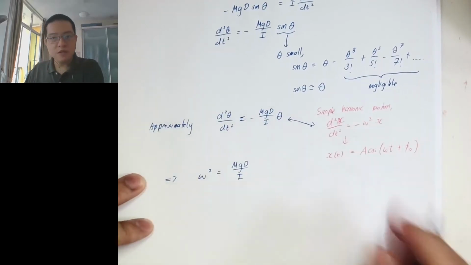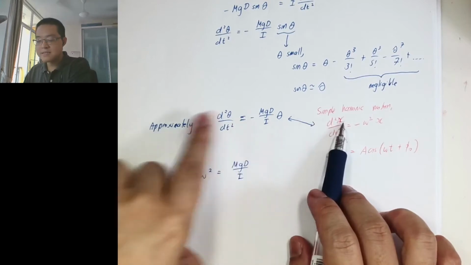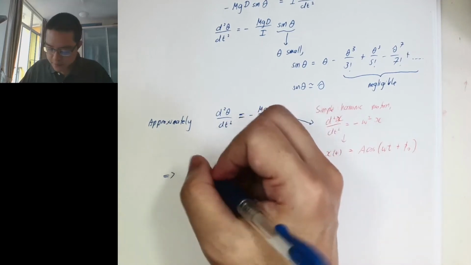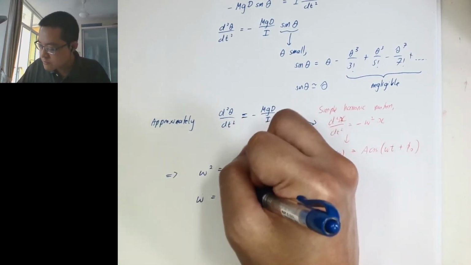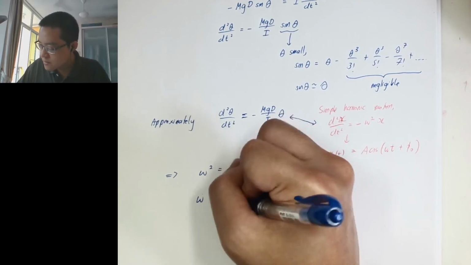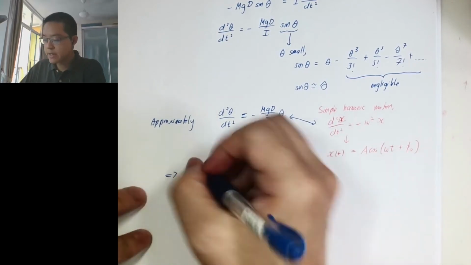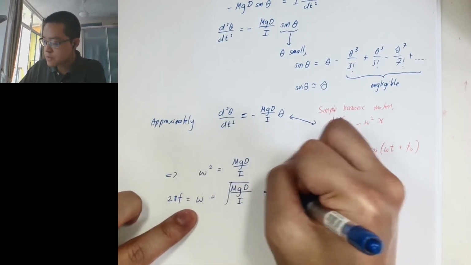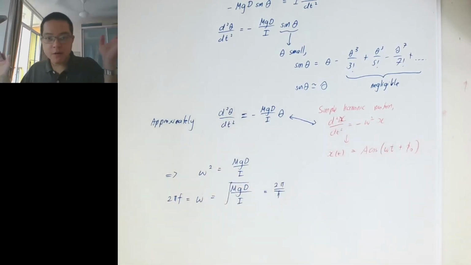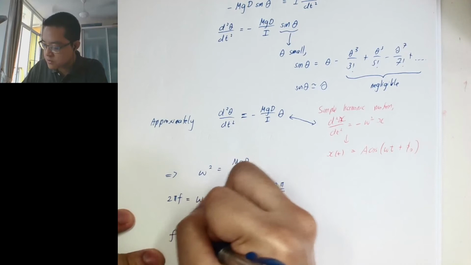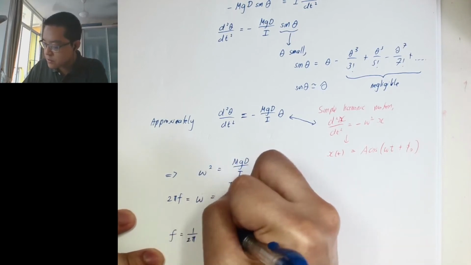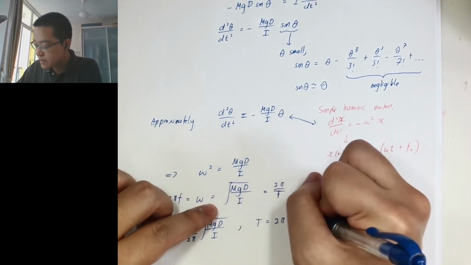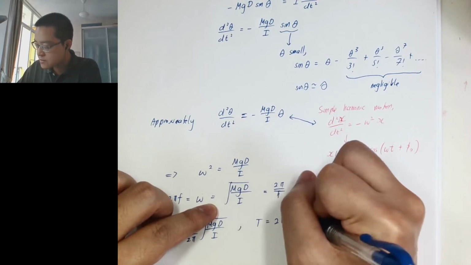Okay, so comparing the two equations, these are just different names of the variables, just the dummy index. Then the omega that we have found is the square root of mg times the distance over I. From omega we can calculate the frequency, because omega is 2 pi f, and at the same time omega is 2 pi over the period, so we can get whatever quantities that we want. For example, the frequency is 1 over 2 pi times the square root of mgd over I, and the period is 2 pi times the square root of the moment of inertia over mgd.